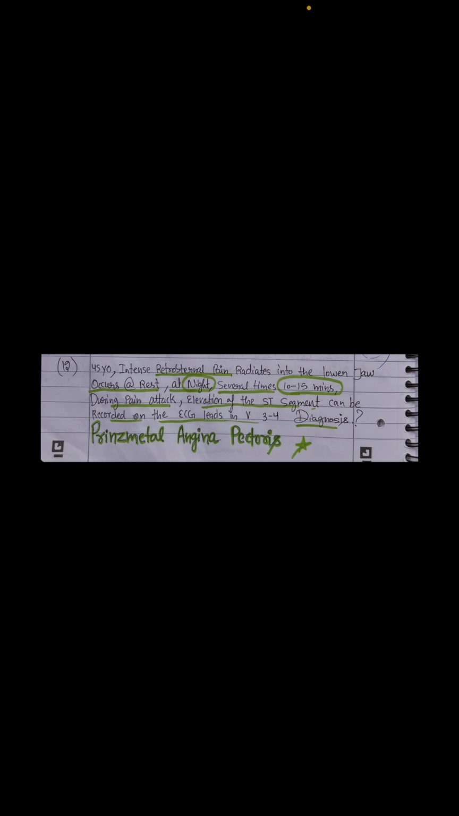So such cases are the cases of Prinzmetal angina pectoris. I guess there is only one question like this. So remember, what is Prinzmetal angina pectoris? The patient is having attacks several times, but just for a very short period of time, like 10 to 15 minutes. So we have to monitor it throughout the time, and this is occurring at night for the patient. Let's see the next case.